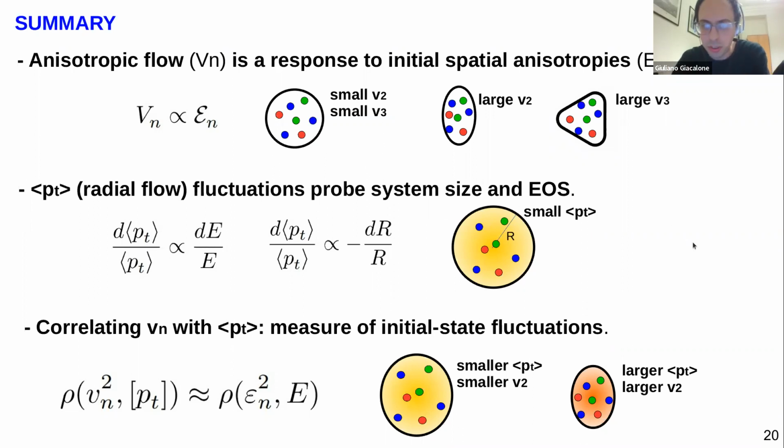Anyway, the correlation of Vn with mean pT. So you sort of couple these two things. You ask, if I change the shape of the QGP, does it also get more or less anisotropic? If I make it more anisotropic, does it get more dense so that mean pT goes up or down? This is the physics you're probing with these observables.